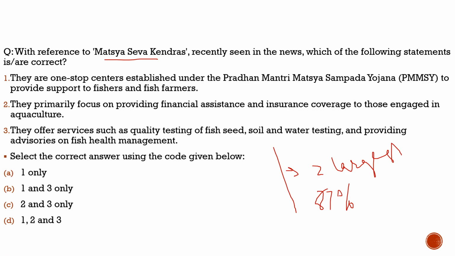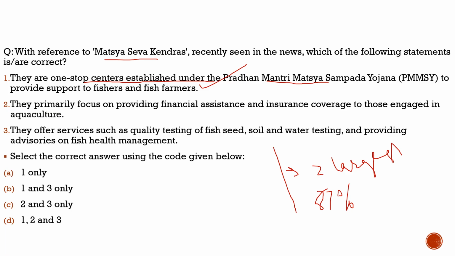The question says, with reference to Matsya Seva Kendriyas recently seen in the news, which of the following statements are correct? First statement: they are one-stop centers established under the Pradhan Mantri Matsya Sampada Yojana to provide support to fishers and fish farmers. 100% correct, nothing wrong with this statement. It comes under the Pradhan Mantri Matsya Sampada Yojana. Close to 60% of the weaker class of people in this area, especially women, have been supported through this scheme.